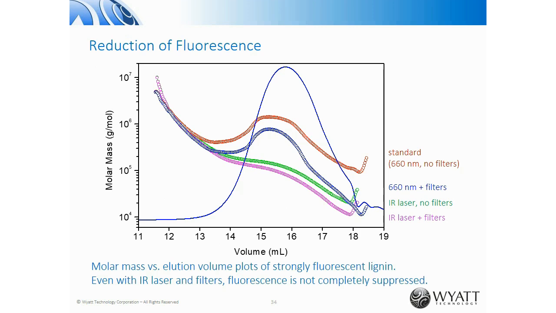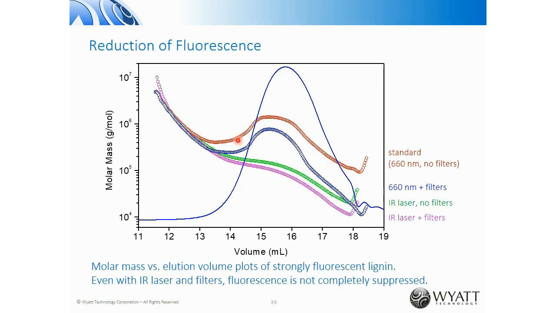This picture shows analysis of highly fluorescent lignin. The molar mass versus elution volume plots recorded with different instrumentation. First of all, the results obtained with a regular laser with no filters. So the molar mass after the decrease goes up again to a very high value, around 1 million, and then decreases again, but even at the end of the chromatogram, it stays at a suspiciously high value.